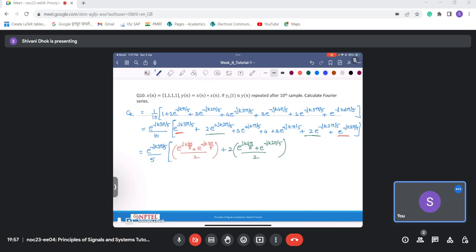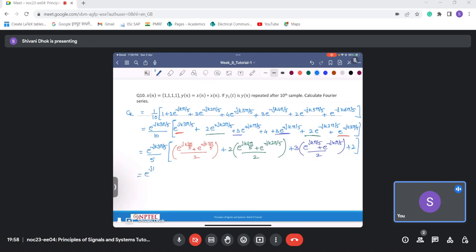Then I have the terms corresponding to this 3. So plus 3 into e power jk pi by 5 plus e power minus jk pi by 5, whole divided by 2, plus 2, which is 4 divided by 2, which is equal to 2. Now if you observe carefully, this red term is basically equal to cos of 3 pi by 5 k. This green term is basically cos of 2 pi by 5 k, and this purple term is basically cos of pi by 5 k. So what I'll do, I'll just replace those terms.